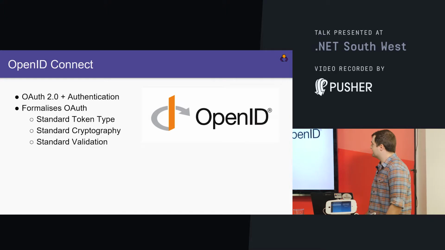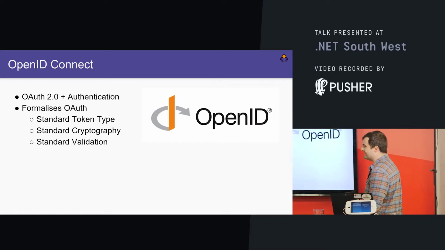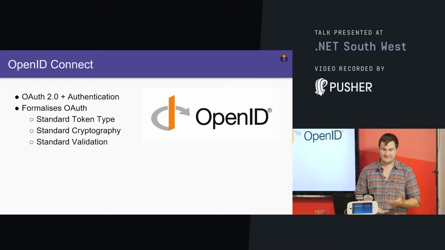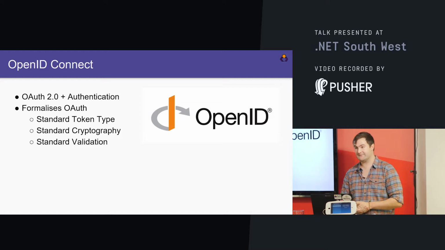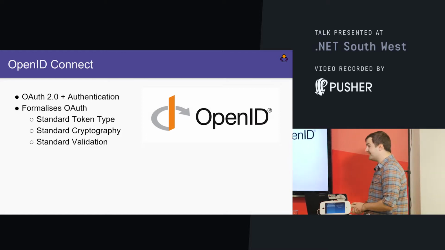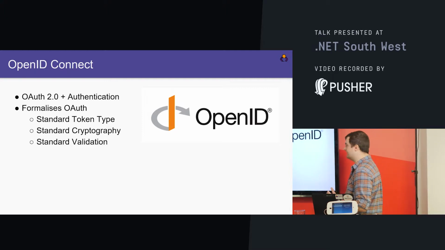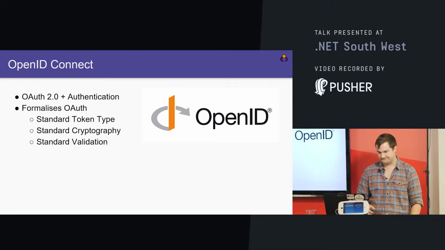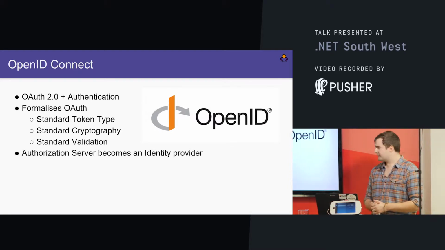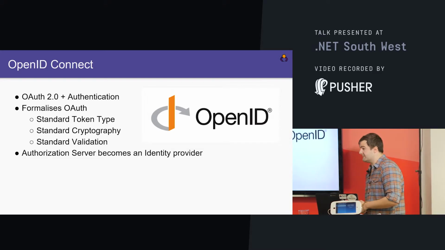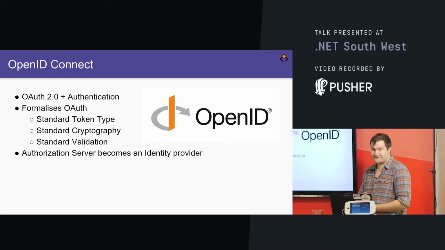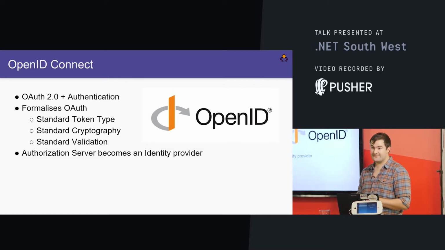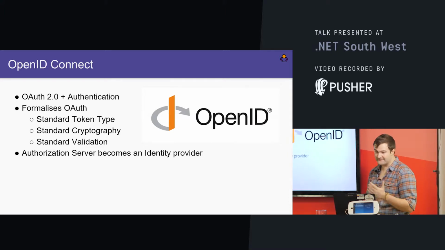It formalizes OAuth. We do actually say what token types there are now. So it's a JSON Web Token, and you put in standardized cryptography, so we use the Jose specs. And as a result, we get standardized validation. So we can actually get a token and prove it's not been tampered with locally and using cryptography. The authorization server becomes an identity provider. So it provides both access to some random HTTP API, but it also provides data about the authentication event and about the user himself or themselves.